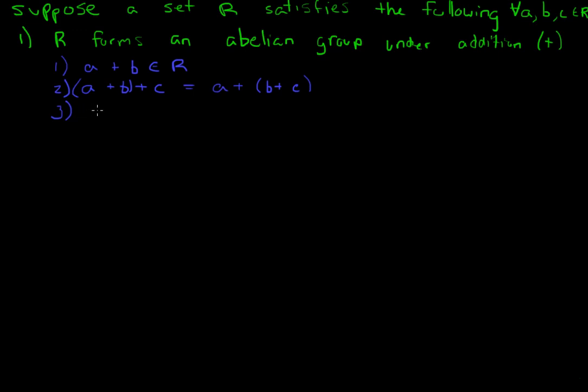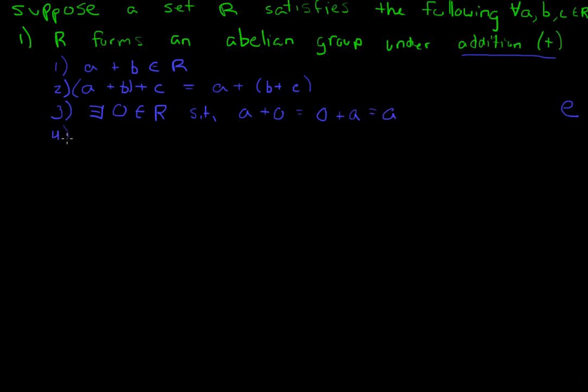3, we have the existence of an identity. And since we're always dealing with addition here, we're going to denote the identity with 0. And if you're coming from a group theory class, you've probably seen this as E for any kind of abstract group. But here, since we're always using addition, we're always going to denote it with 0. So there exists 0 in R, such that A plus 0 is equal to 0 plus A, which is just A.